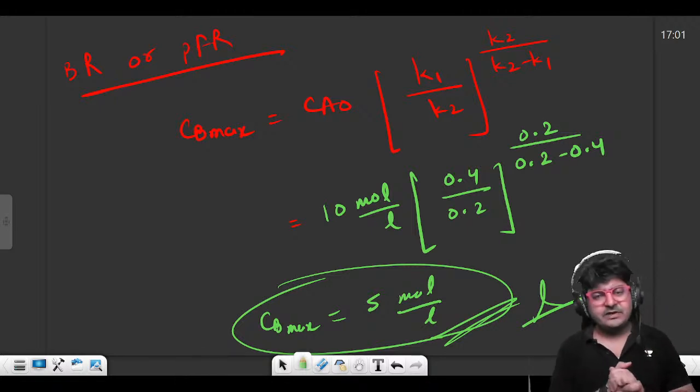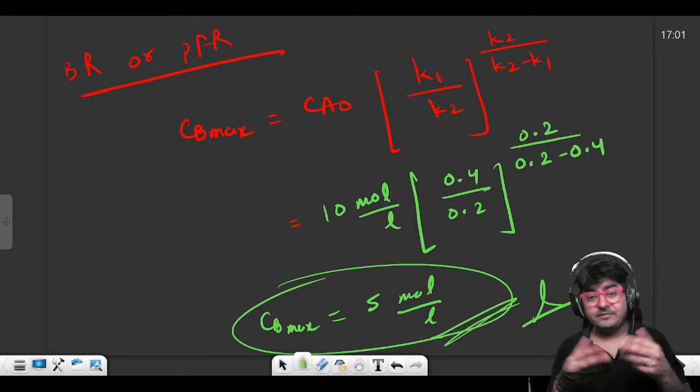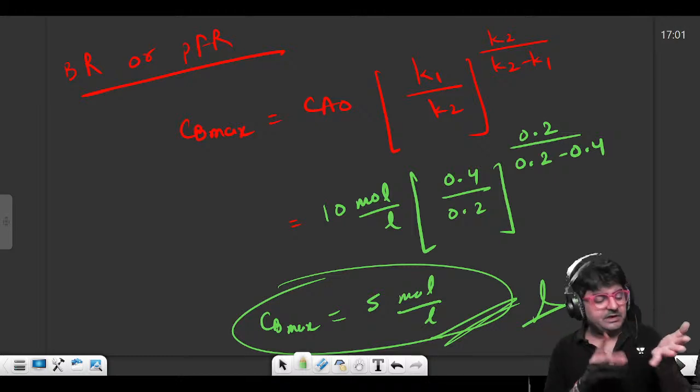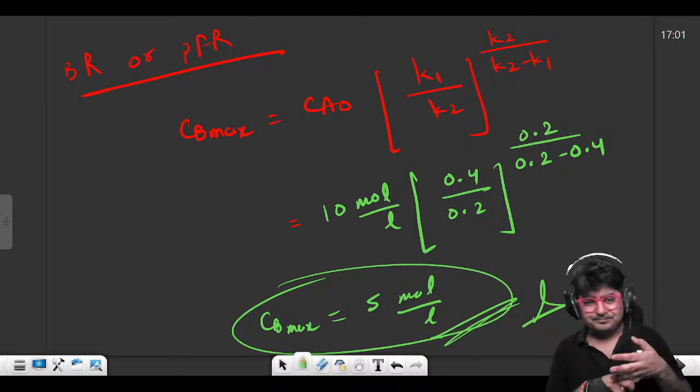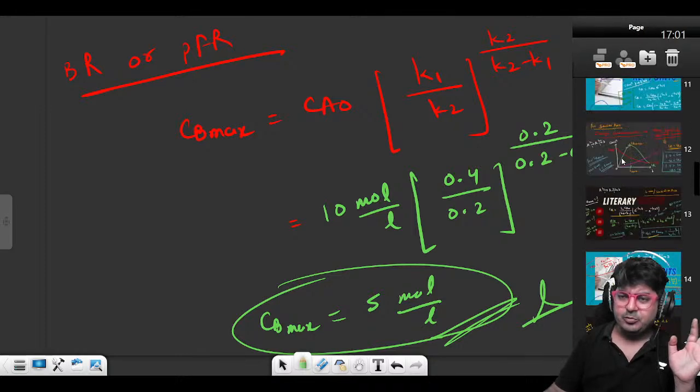In next class, we will do the discussion on parallel reaction and their designing. Okay, which is very, very important. Again, I am repeating, this multiple reaction system is very important topic for your GATE exam point of view.